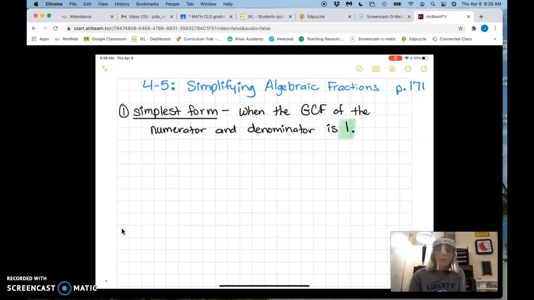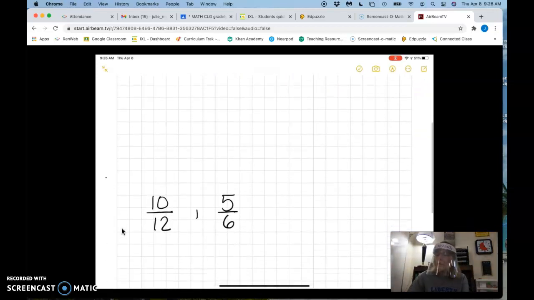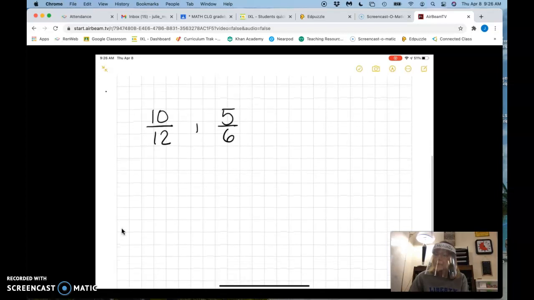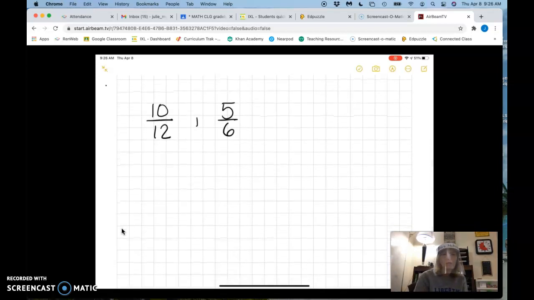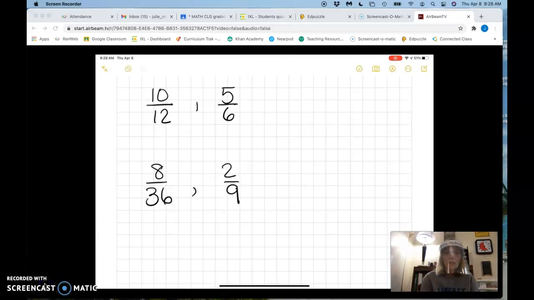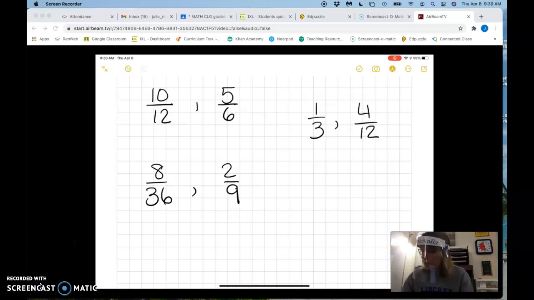So we're going to look at simplifying fractions today, but first I want you to talk with your partner and explain how these two things are the same. So go ahead and do that now. All right, I want you to think about how these two fractions are the same. How are these two the same? Turn and talk to your partner about it.